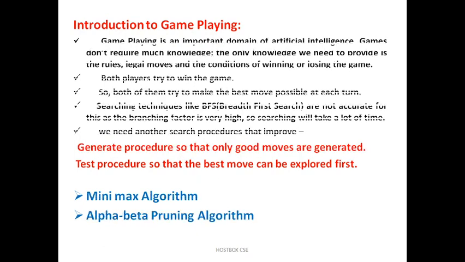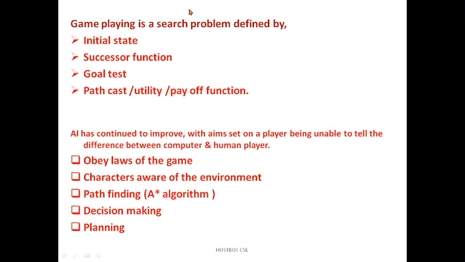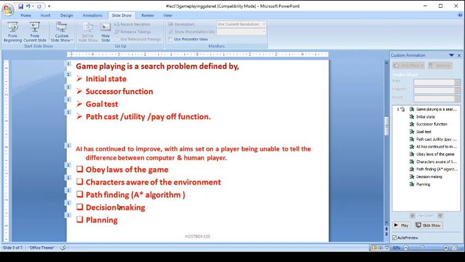Now, exactly what is game playing? We can say game playing is a search problem defined by an initial state, a successor function, and a goal state, followed by the path cost and a utility, or payoff, function. The very important keywords in the area of game playing are efficiency and path cost. Let's go for another mode for understanding purposes. I have some diagrams also.